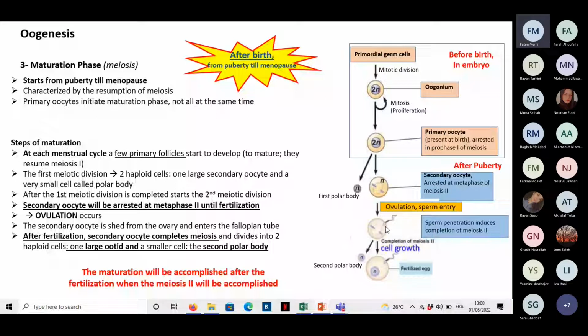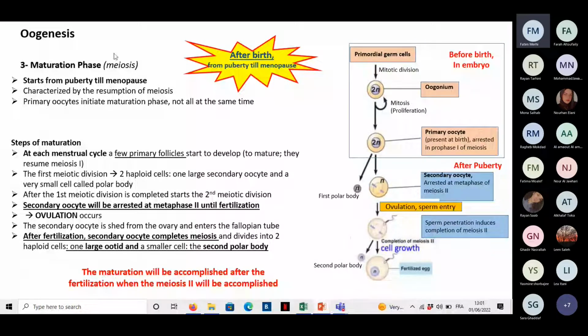Okay, so once we have a fertilization, the cells that were arrested at the metaphase 2 can resume the meiosis, and we will have an ovum, which is a haploid cell containing one chromatid for each chromosome. As a result of the fertilization, we will have the fusion of the 2 nuclei of the cells, and then we will have the fertilized egg. Okay, but the fertilization is essential and is a condition to complete the meiosis and then the maturation of the oocytes. If we don't have fertilization, the maturation cannot be accomplished.